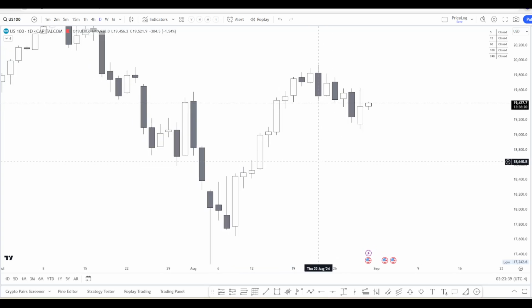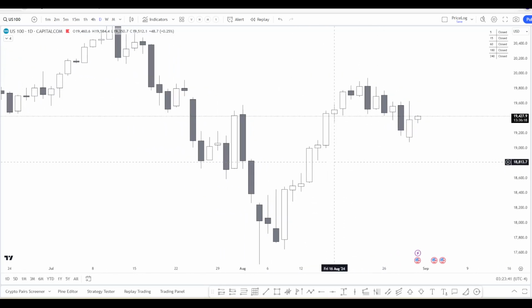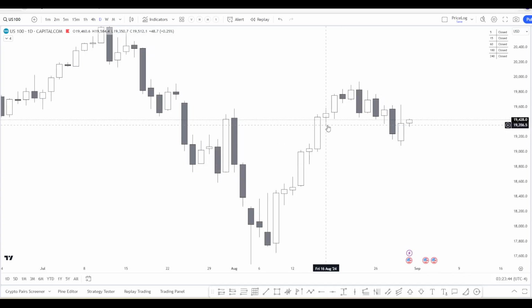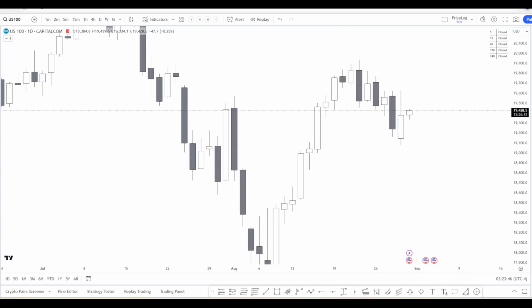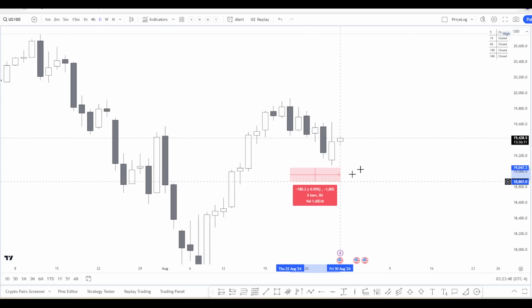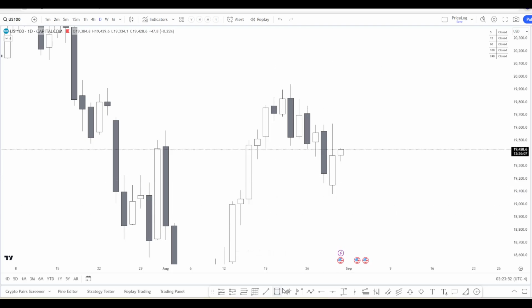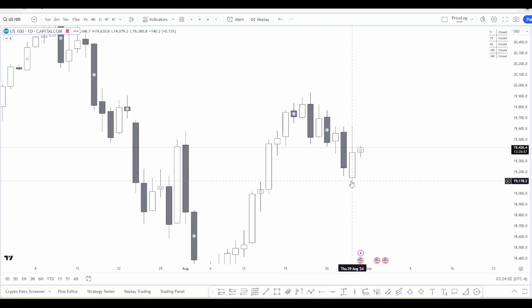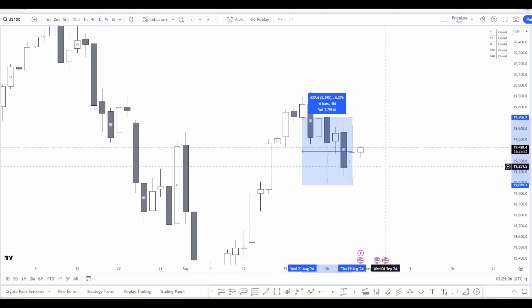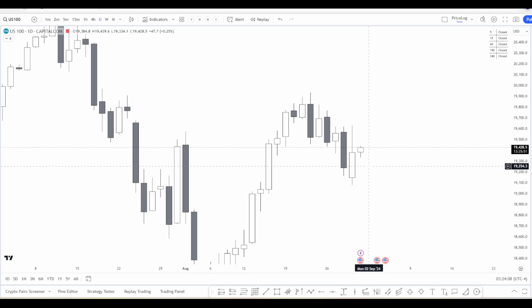All right. So if we take a look at price right here, this is a little harder place to look for an entry. Let me see my notes real quick. It's a little harder to find an entry right here because price has been accumulating for the last 8 days.